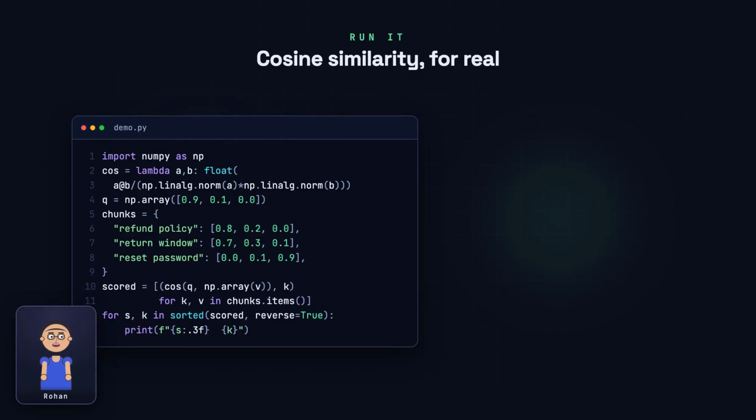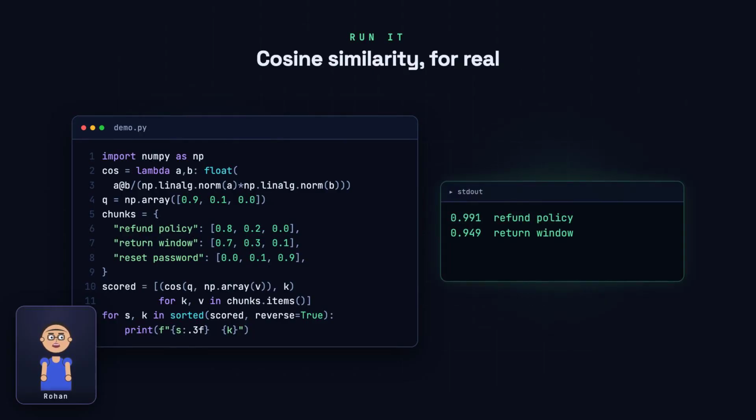Let's confirm the mechanism in code. We embed a query and three chunks as small vectors, then score each with cosine similarity. Notice the billing chunks rise to the top, while reset password sinks to nearly 0. This ranking is exactly what a vector database does, just with far more dimensions and far more chunks.